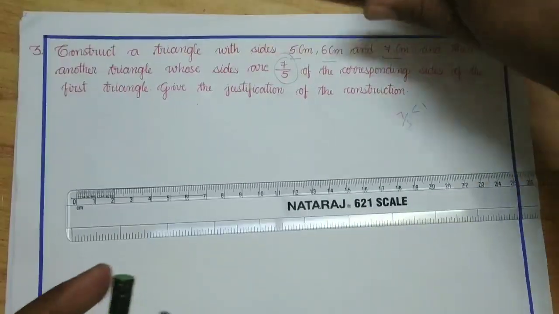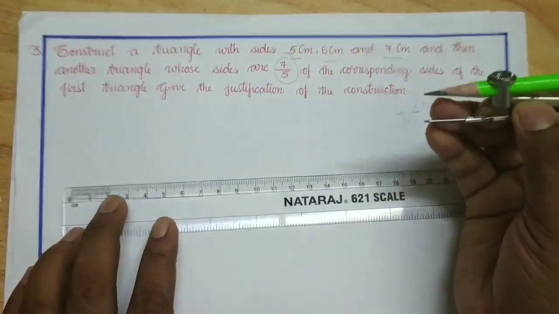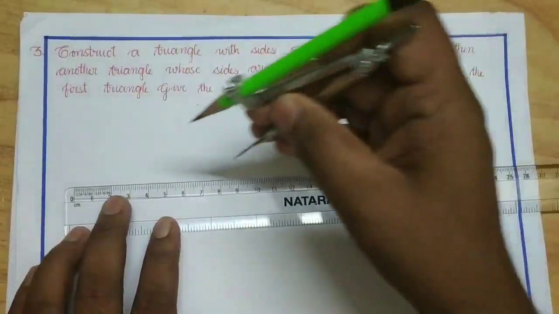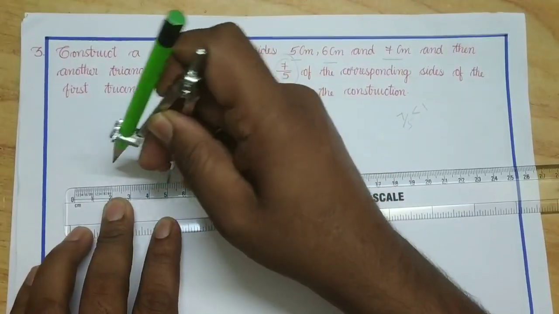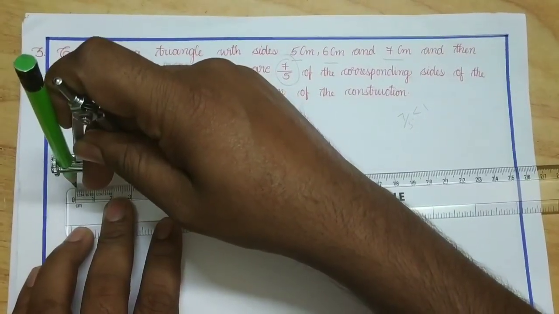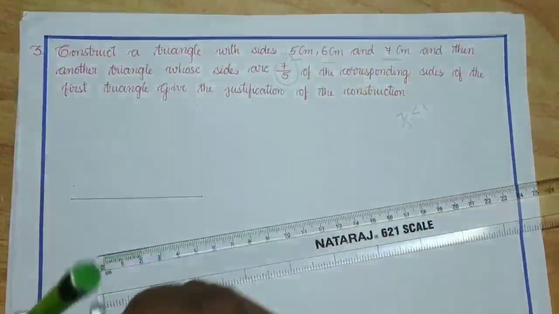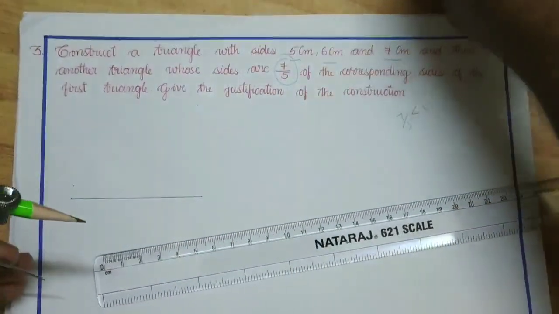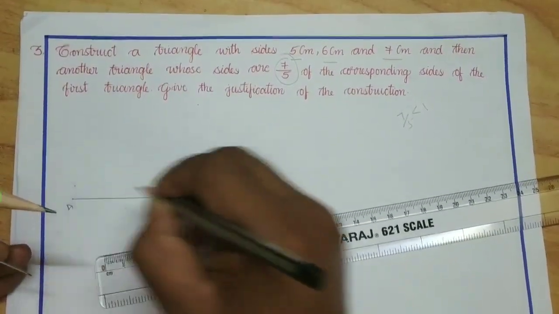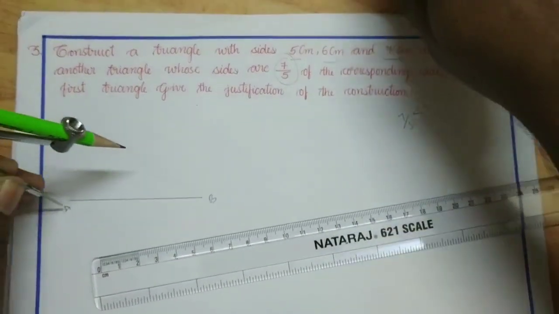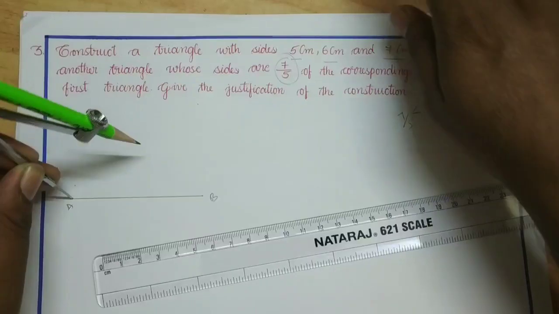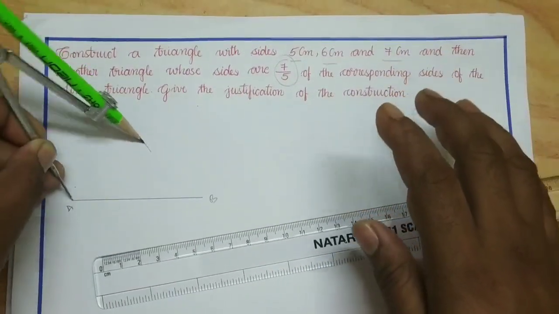Okay, then we have to draw a 5 centimeter line. So make 5 centimeters on the scale. Okay, it is nothing but 5 centimeters, you can see. Then place it at one of the points, let us say A, and this is B. Draw an arc, one arc like this.